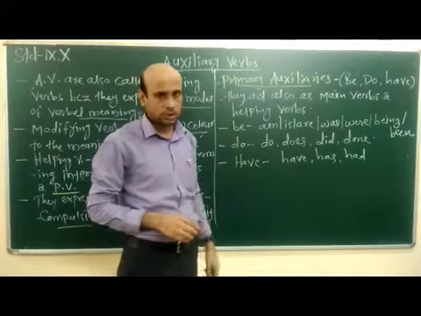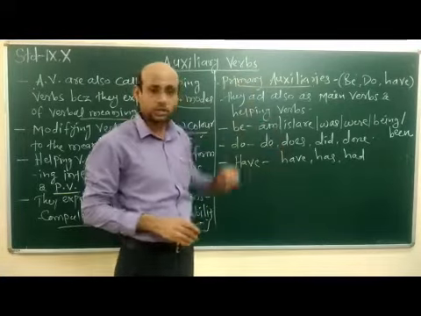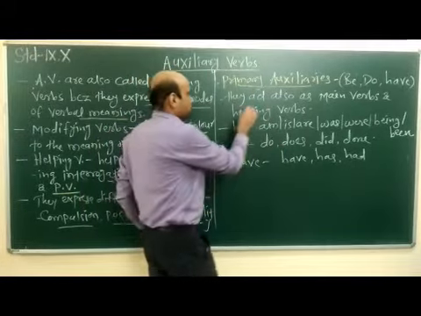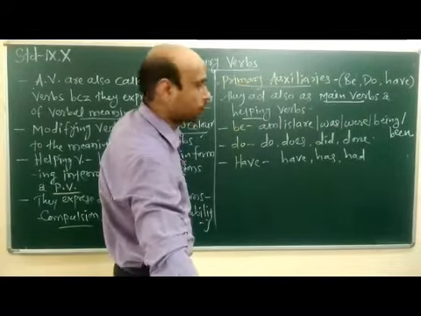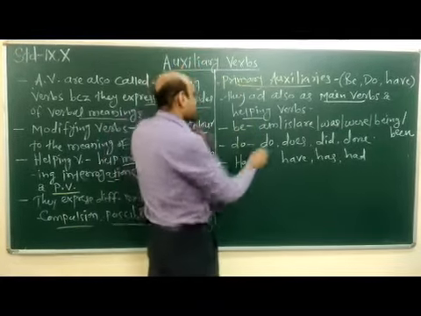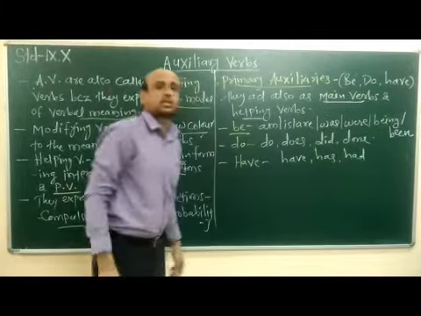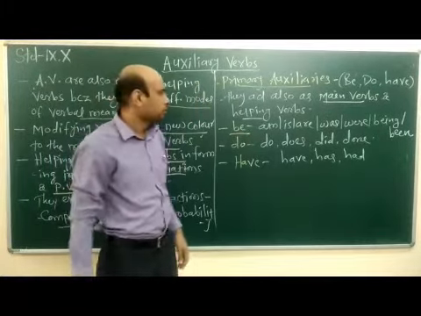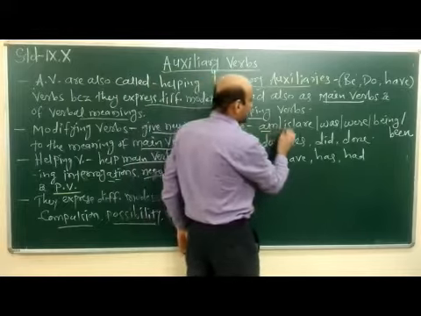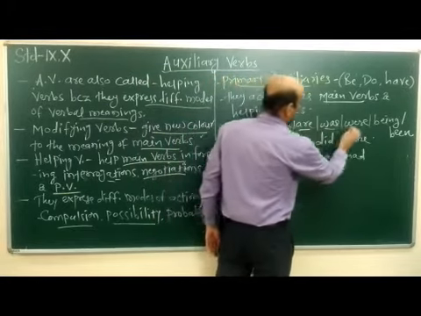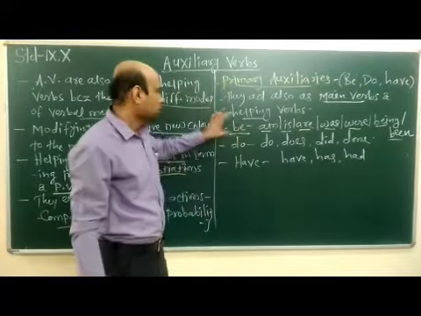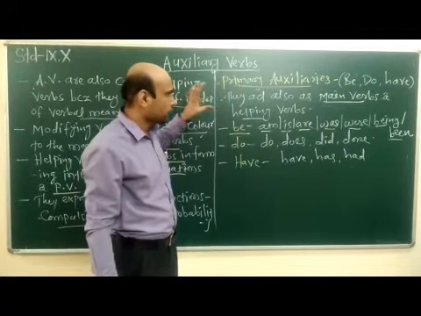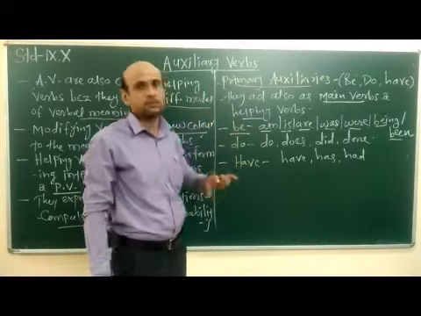Here, modal auxiliaries, it means primary auxiliaries. So it means they can act as main verb plus helping verb. So now, first, be. Then what are the various forms of be? For example, am, is, are, was, were, being, been. And they can function as the main verb plus helping verb.